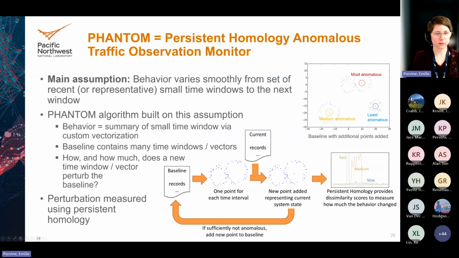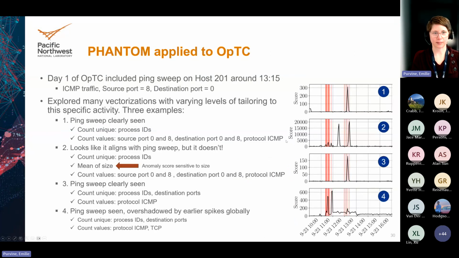So this is a tool that we have called Phantom, and we tried to apply this to the OpTC data to identify a ping sweep. And what we did is we thought, well, let's first target our analysis to exactly the ping sweep. If we provide this sort of vectorization, I said for every 10-minute window, you have to vectorize your data by something.